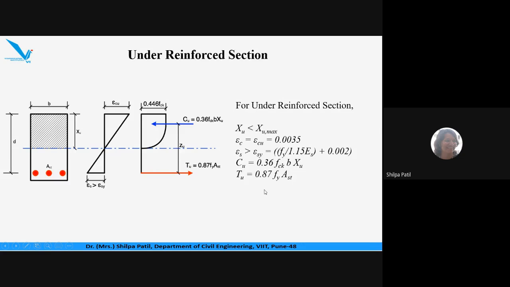Do you want to write down this somewhere in your notebook? Because we'll require all these values for the numerical examples. Yes, ma'am. So just note down these values for under reinforced section.